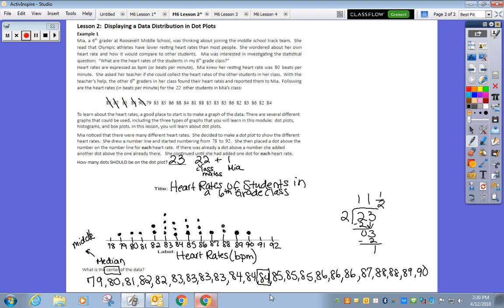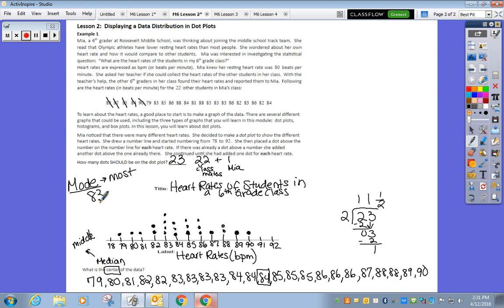Okay? Another way that we can find the center of data with a dot plot is by using the mode. To find the mode, it's the one that occurs the most. And I just remember it because they kind of sound alike. Mode, most. So I would look at my dot plot and see which one has the most dots above it. And above the one with the most dots is 83. So the center of my data in this case is 83.